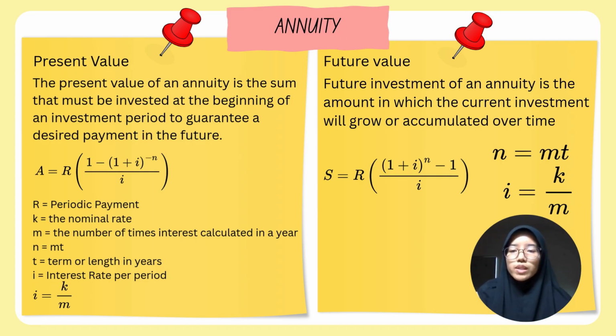Let's talk about annuity. Annuity is divided into two, which are present value and future value. Present value is today's worth of future payments, while future value shows how an investment grows over time. The formula for present value is A equals R times (1 minus (1 + i)^-n) divided by i. The future value formula is S equals R times ((1 + i)^n minus 1) over i.